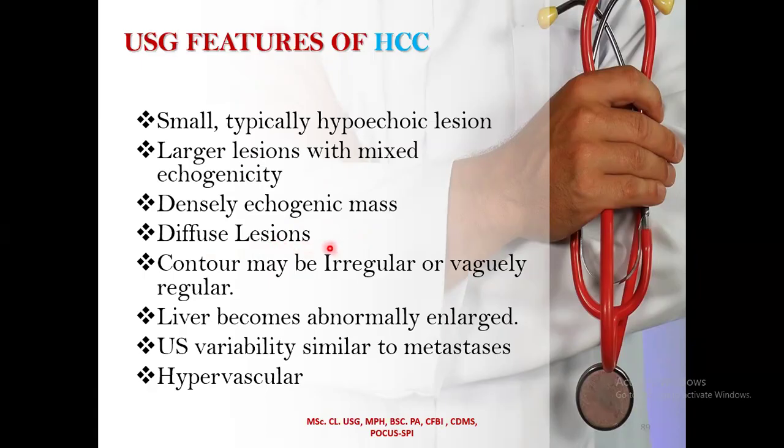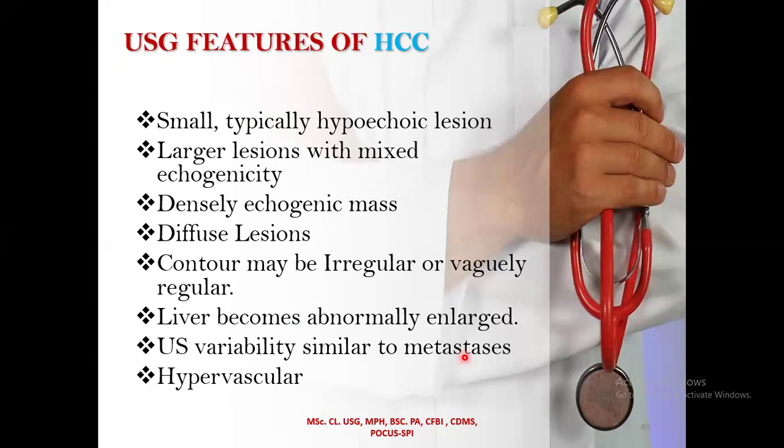Diffuse lesions, meaning they are distributed haphazardly like that. Contour may be regular or vaguely irregular. So the masses, when they are huge, they may have irregular walls and can even change the contour of the liver itself. Liver becomes abnormally enlarged. That's it.